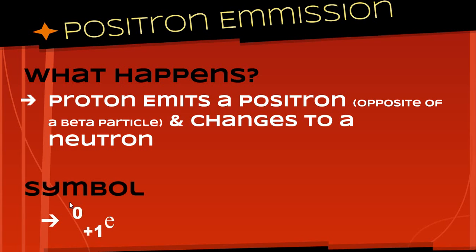And the symbol for this is the opposite of a beta particle. Still has no mass, it's just a positron, and now it has a positive charge. Okay, so it's a positive one, and still the symbol with the E there. So this is the symbol that we're looking for positron emission.